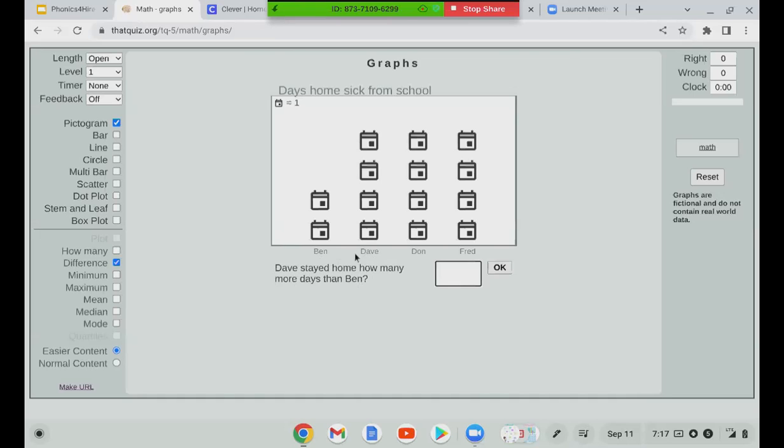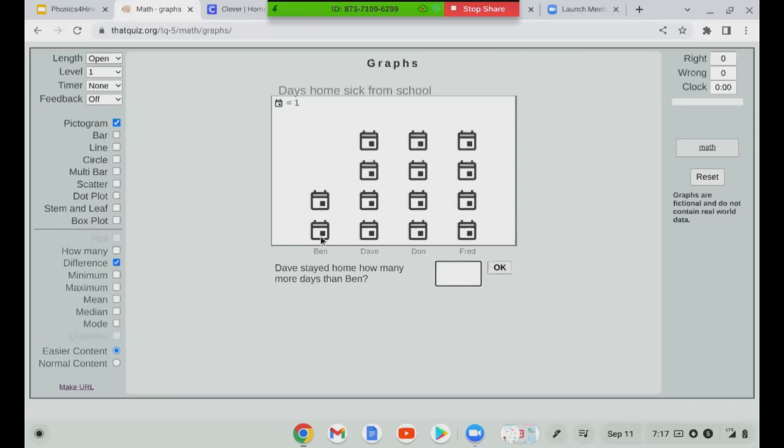But how many more? This is where the kids are getting confused. They either want to count how many days Dave stayed home and say four is the answer, or they want to count how many days Ben stayed home and say that is the answer. But this is incorrect. So I've been teaching them one strategy, the most is to make partners.